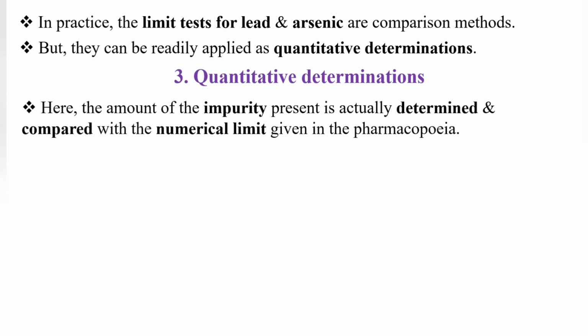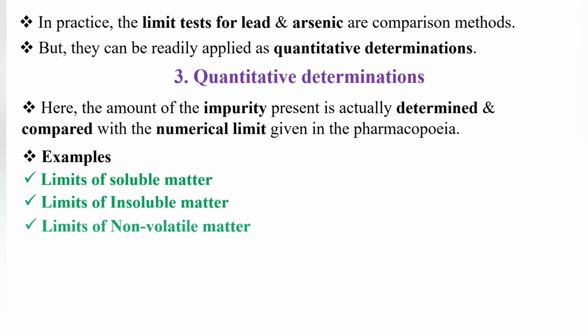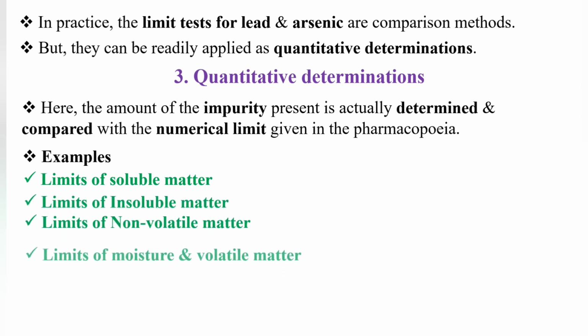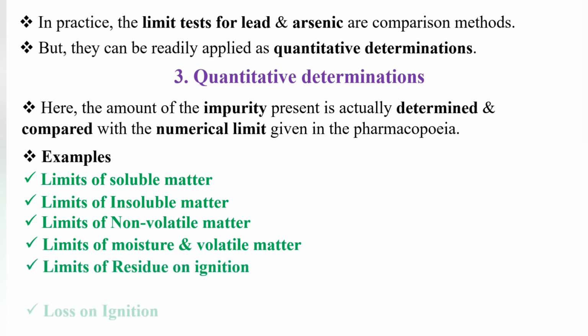So here the amount of impurity present in the substance is actually determined, and we are comparing that with the numerical limit that is given in the pharmacopoeia. The examples are limits of soluble matter, limits of insoluble matter, limits of non-volatile matter, limits of moisture and volatile matter, limits of residue on ignition, loss on ignition, and finally ash values.